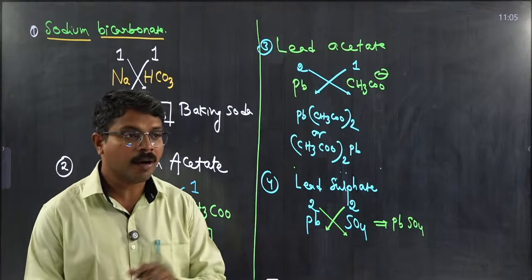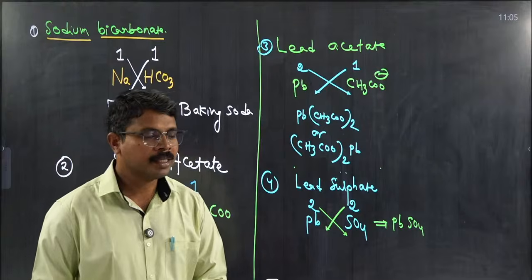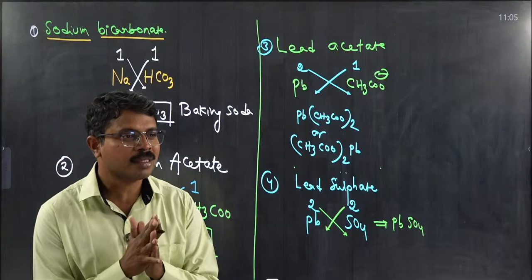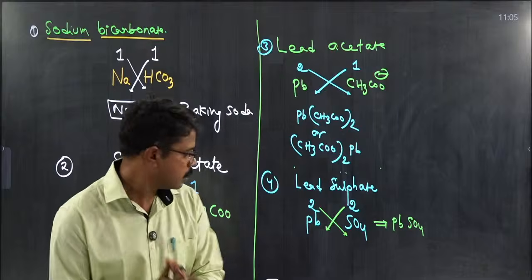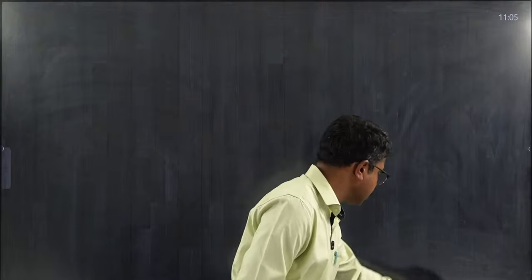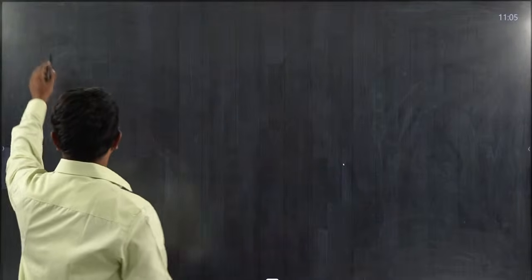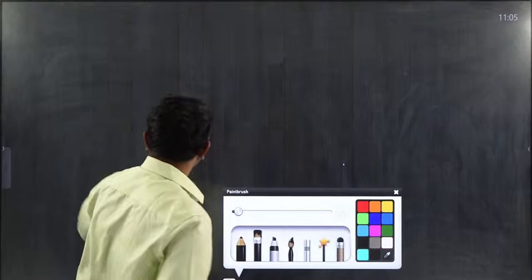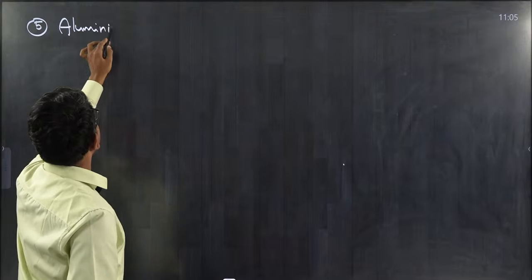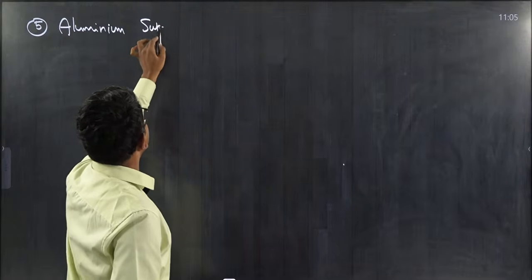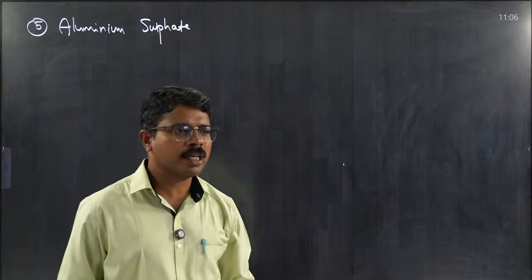I hope you are able to write the answers for the examples which I have given. Right? So we are going to write a few more examples. So be ready with your answers. Next compound is aluminum sulfate. What would be the formula of aluminum sulfate?